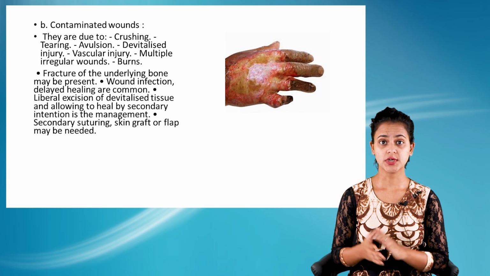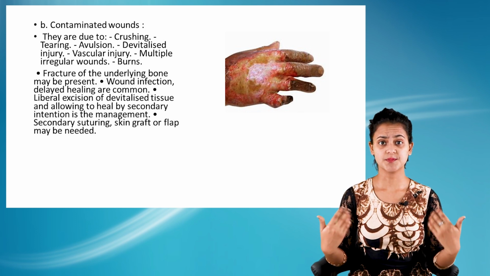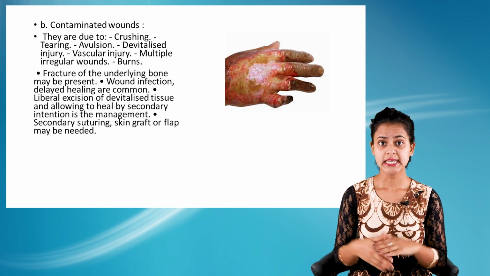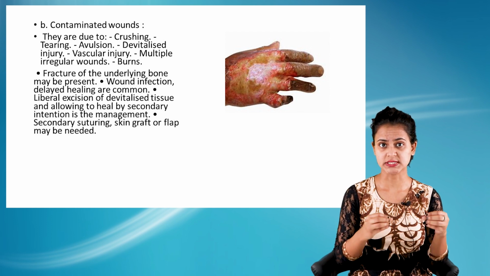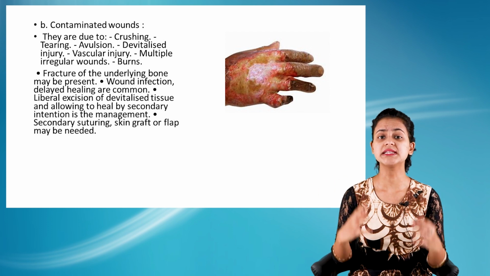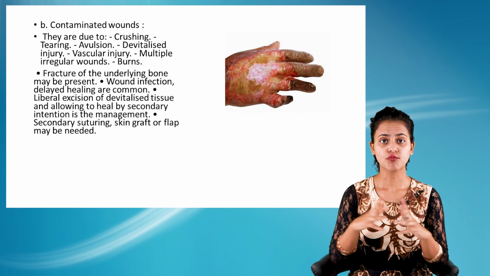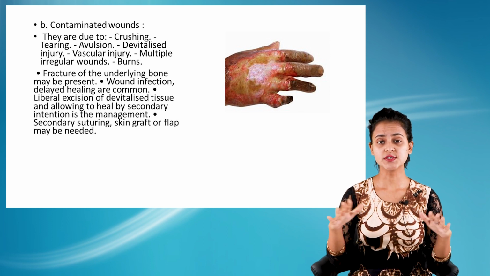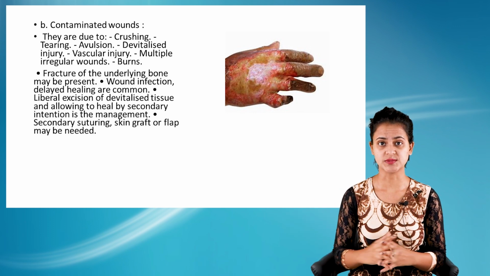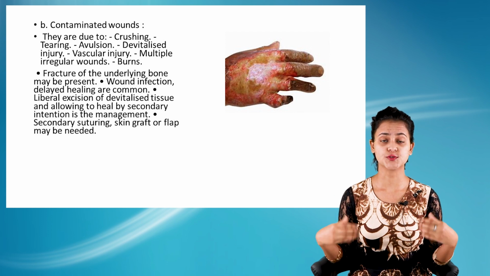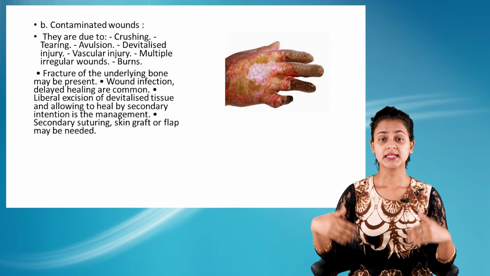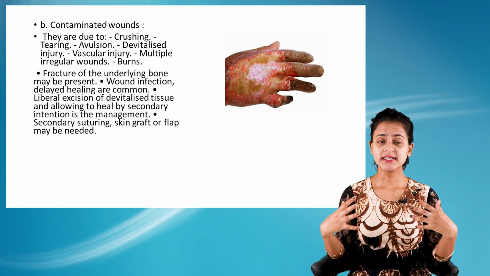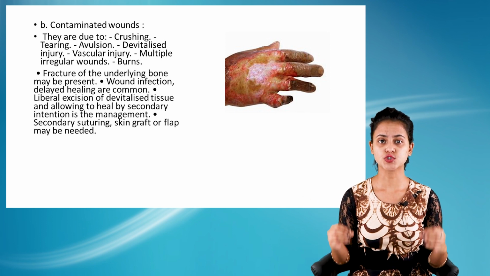Next, we are going to read about the contaminated wound. This type of wound can occur because of a crushing injury, tearing or shearing force, avulsion, or even a devitalized injury. Often vascular injury, multiple irregular wounds, or certain traumatic injury lead to the development of a contaminated wound. As we have learned, in a contaminated wound most of the time the surface of the wound is contaminated with some external object. That is the reason wound infections are often associated with contaminated wounds, and the healing of this kind of wound may take a longer time compared to a clean wound. Even in this type of wound, often the underlying tissues also get affected.